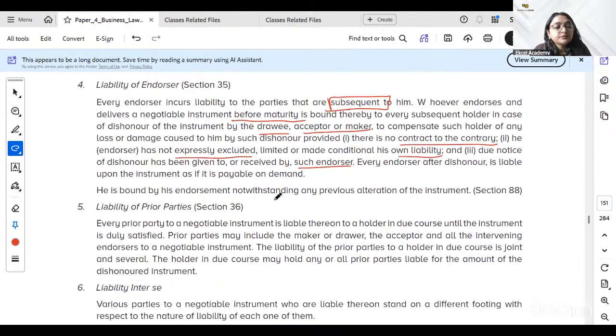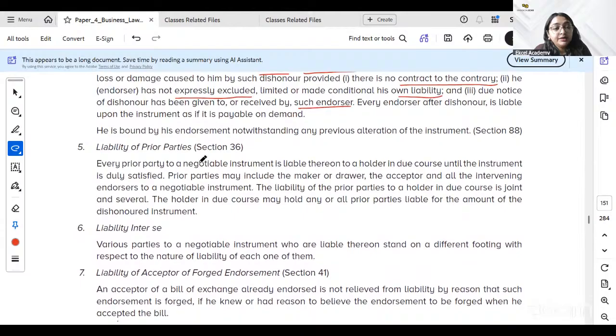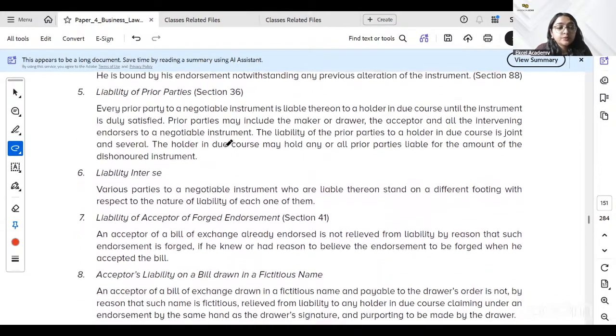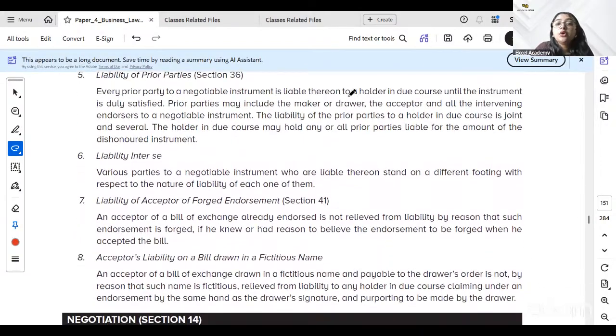All right. Next, liability of prior parties. Every prior party to a negotiable instrument is liable thereon to a holder in due course until the instrument is duly satisfied. Prior parties may include maker or drawer, acceptor, and all the intervening endorsers to a negotiable instrument. So the liability of prior parties to a holder in due course is joint and several. Then we have liability inter se, that various parties to a negotiable instrument who are liable stand on a different footing with respect to the nature of liabilities for each one of them.